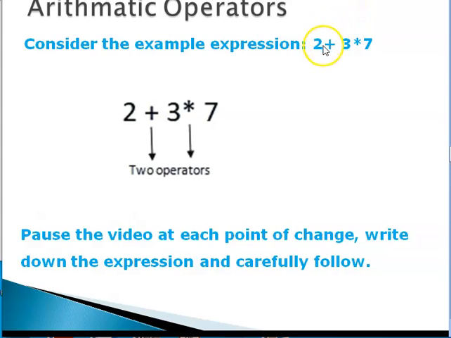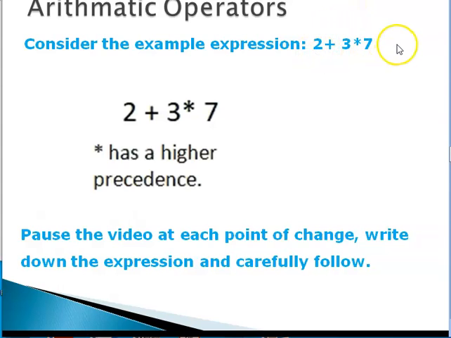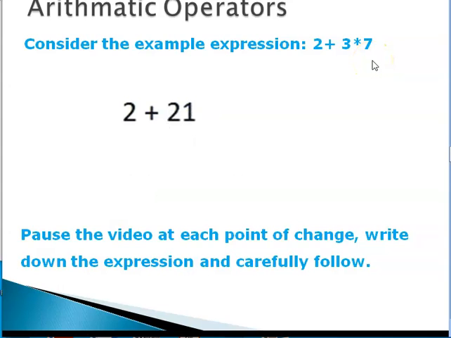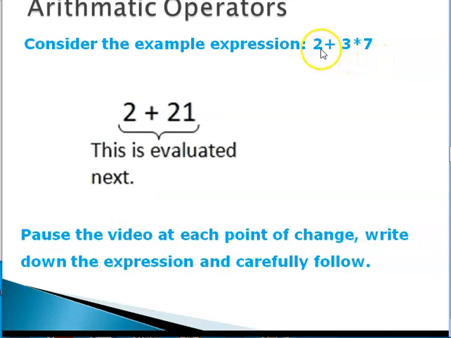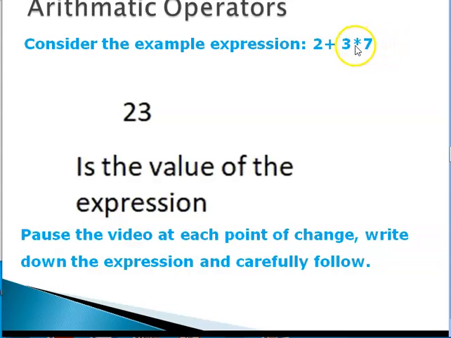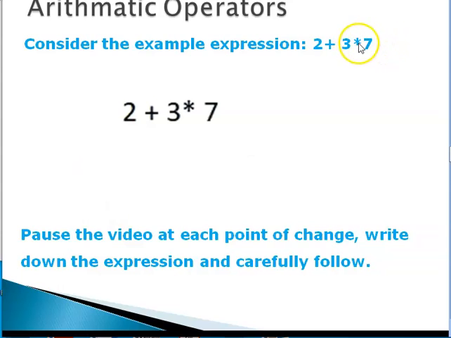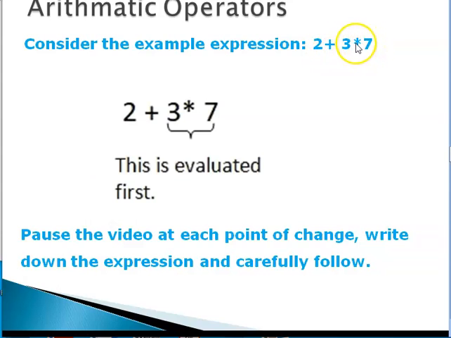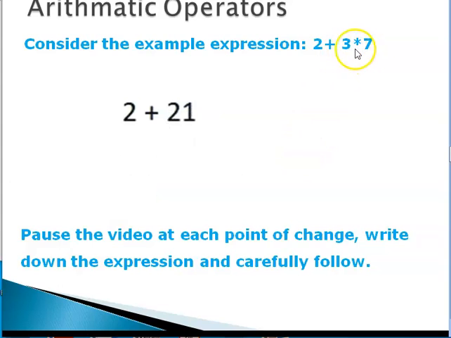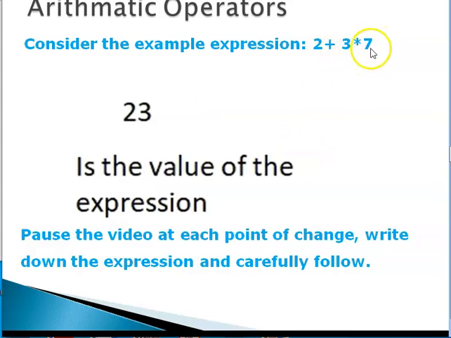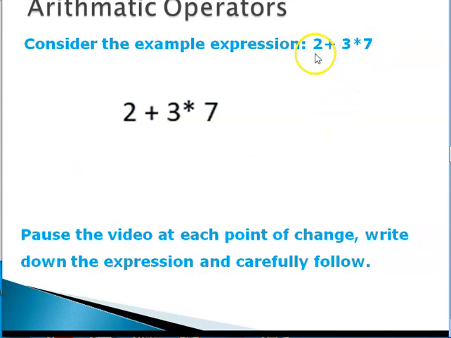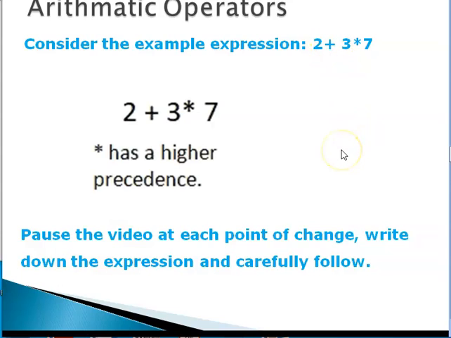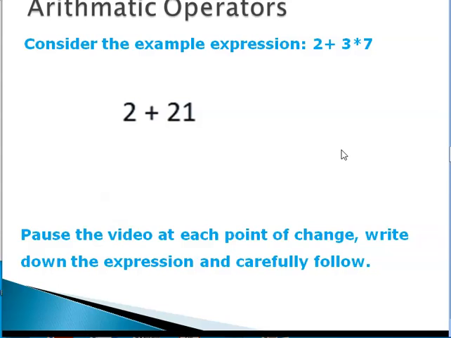Consider the expression 2 plus 3 star 7. Each expression in C language has a value, and to compute that value, it will scan the entire expression and identify what the operators are. Here there are 2 operators, plus and star. This star has higher priority, so this star is evaluated first. 3 star 7 is 21, and then it will again scan with 2 plus 21. There is only one operator and it will be evaluated. So 2 plus 21, 23, is the value of the expression.